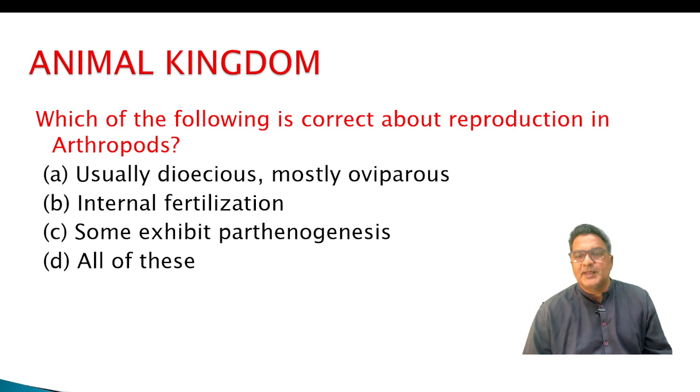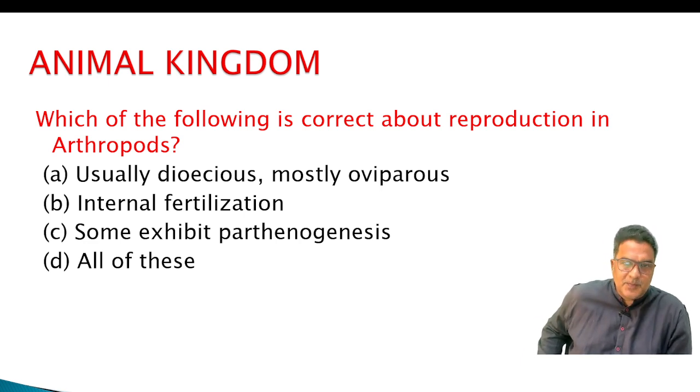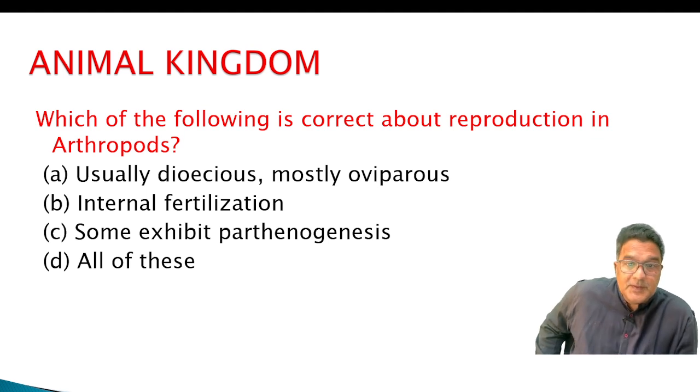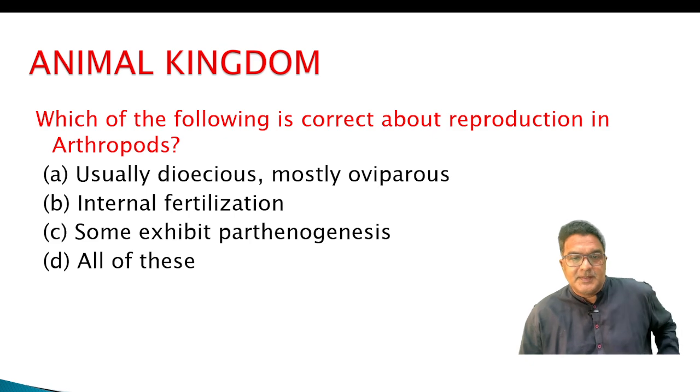Which of the following is correct about reproduction in arthropods? Arthropods are usually dioecious, mostly oviparous, with internal fertilization, and some exhibit parthenogenesis. All of these. In reproduction in arthropods, they are saying usually dioecious, mostly oviparous, fertilization internal, and some exhibit parthenogenesis, like honeybee. They are talking about parthenogenesis.